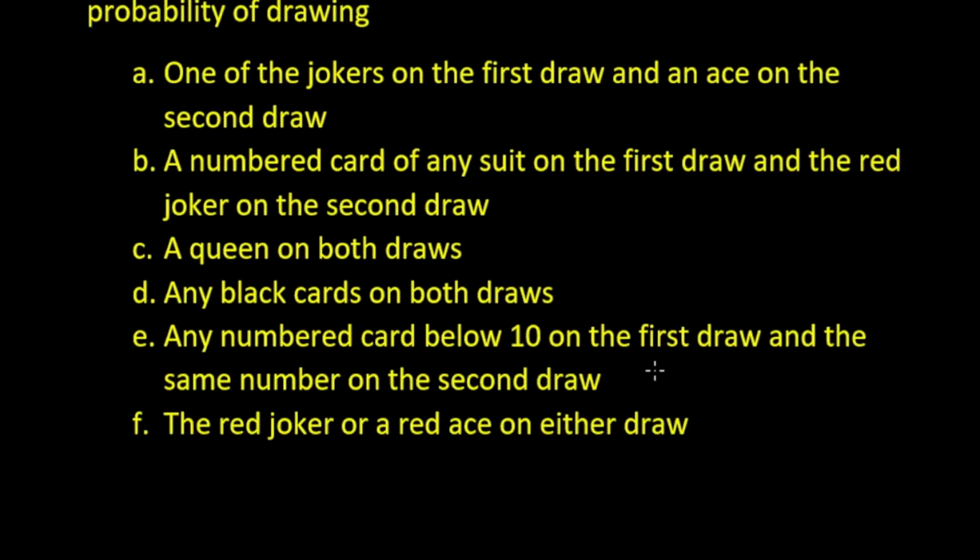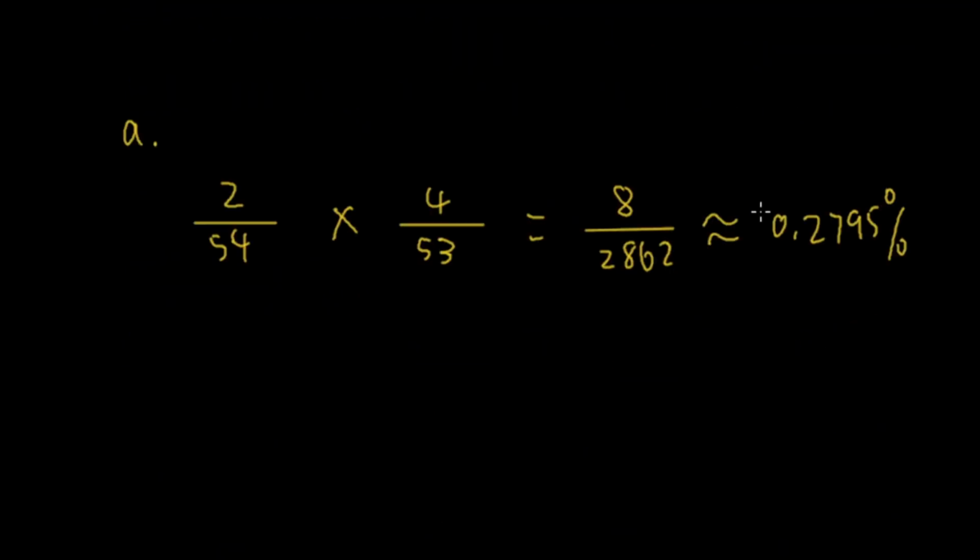Let's look at part B: a number card of any suit on the first draw and a red joker on the second draw. Now, part B. A number card of any suit. So how many types of number cards are there? Notice that an ace card is not considered a number card here. So you really have only 2, 3, 4, 5, 6, 7, 8, 9, 10. So 9 types of number cards.